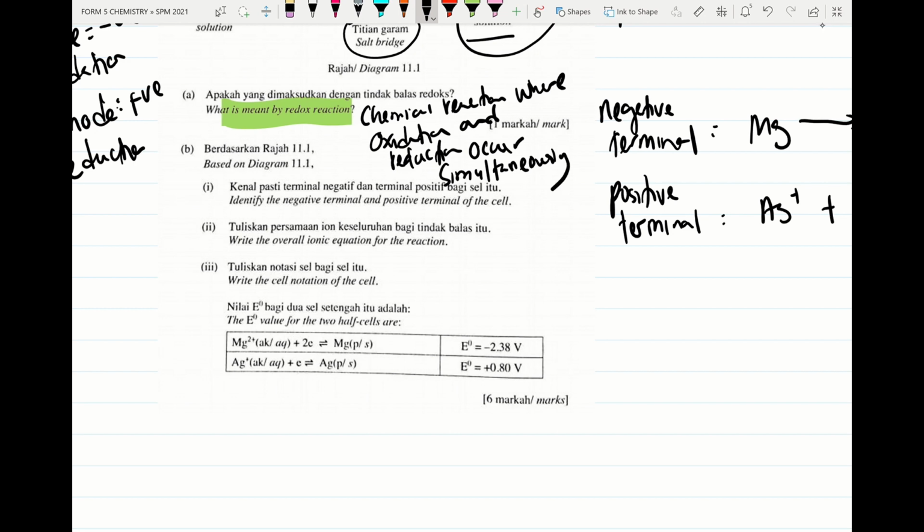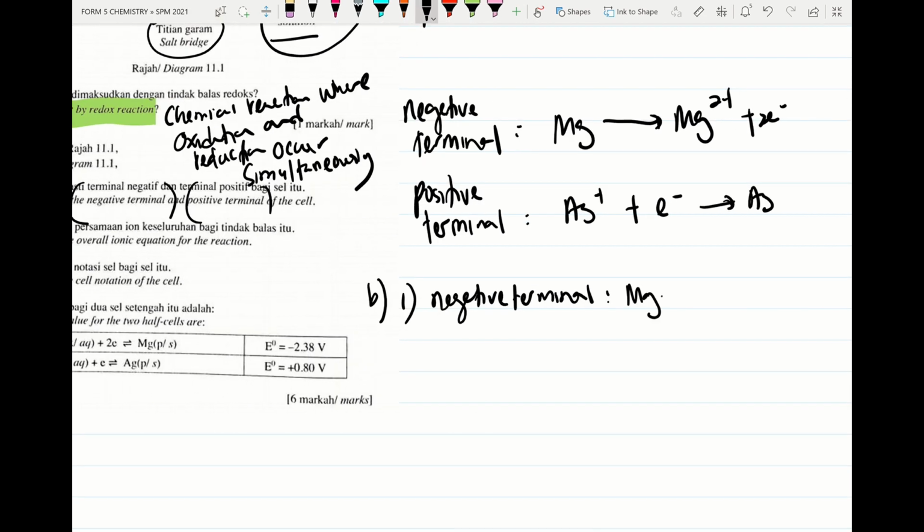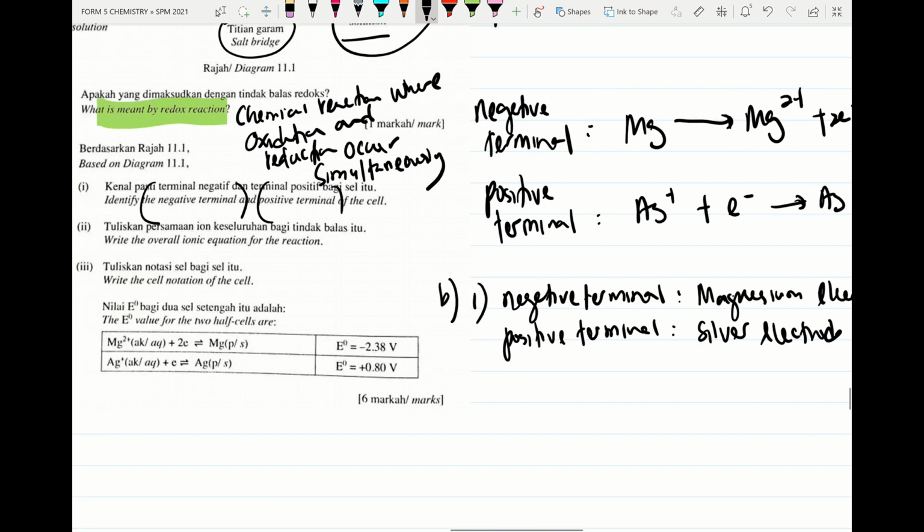Next we try to identify the negative terminal and positive terminal. I go for question number B1. I put here the negative terminal, which is the anode, will be magnesium. So I put here the magnesium electrode. The positive terminal will be the silver electrode. So I already score 2 marks here.